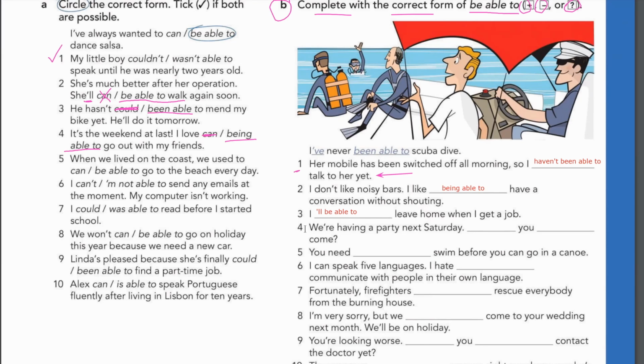Okay, let's do 4 as well. We're having a party next Saturday. So I can say, will you be able to, right? Will you be able to come? Will you be able to come to the party?